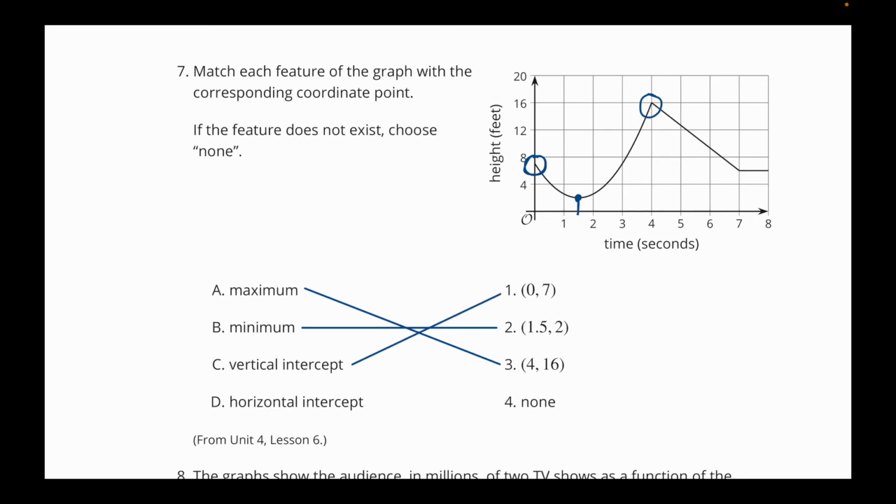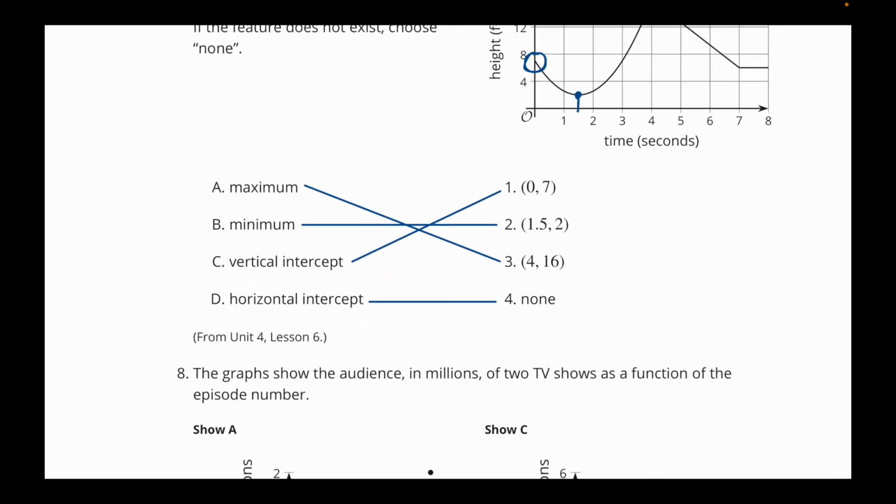And then horizontal intercept is where this graph touches the horizontal axis, and it doesn't. So we're going to select none. There is no horizontal intercept on this graph. It does not touch the horizontal axis. Okay. And so I guess if we wanted to write these in the correct order, just because I always have a tendency to write the letters next to it, this would be C, B, A, and D.